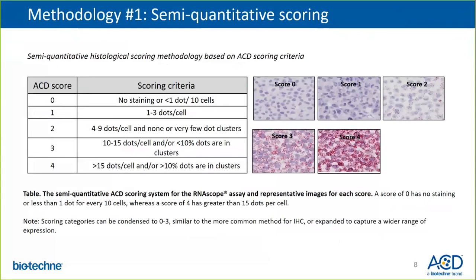A score of 0 means no staining or less than 1 dot per cell, whereas a score of 4 has greater than 15 dots per cell. This scoring system can be condensed or expanded depending on the level of expression.